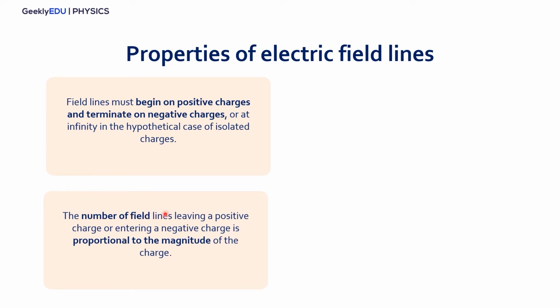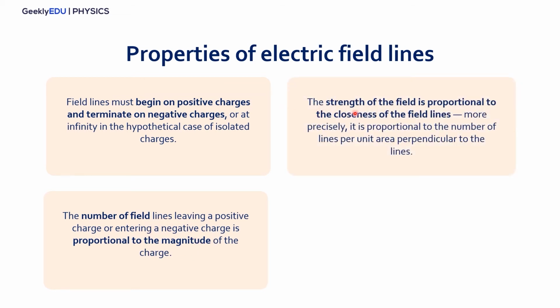Also, the number of field lines leaving a positive charge or entering a negative charge is proportional to the magnitude of the charge. In other words, if you have more field lines, you have greater charges, right? More field lines, greater the charge.